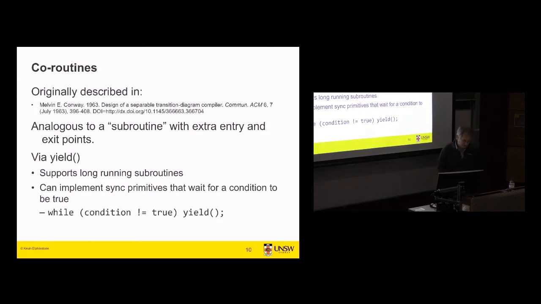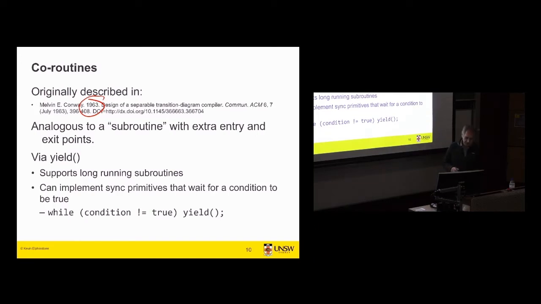Coroutines have been around for quite a while. They were first conceived back in 1963. Originally they were described as analogous to a subroutine, which you can think of as having an extra entry and exit point, which is probably hard to grasp at the moment. I think the easy way to grasp that is that the extra exit and entry point is via yield.